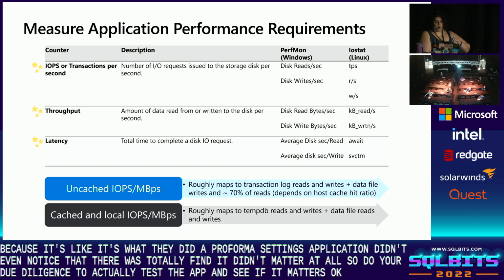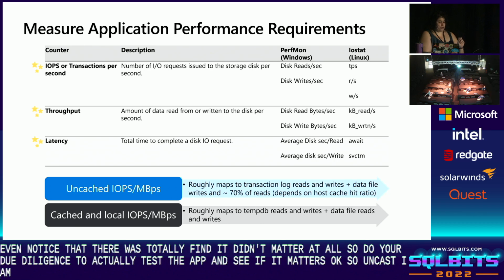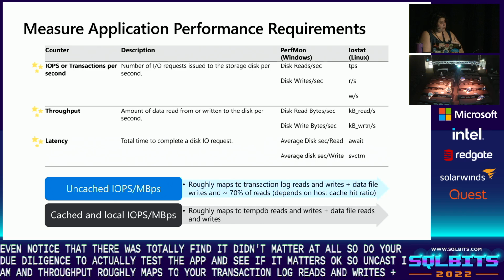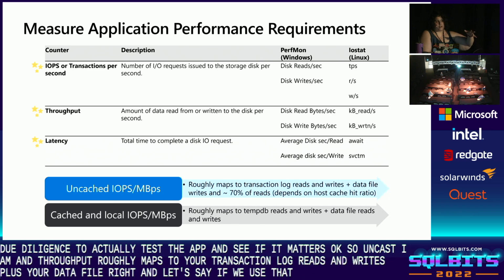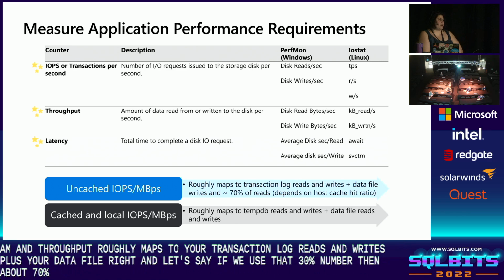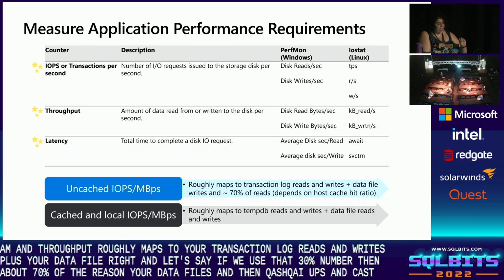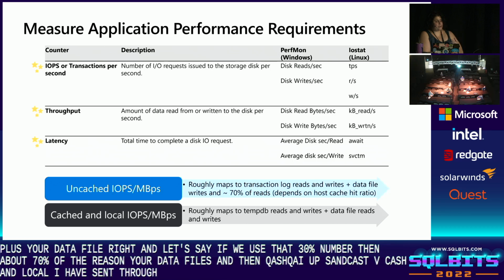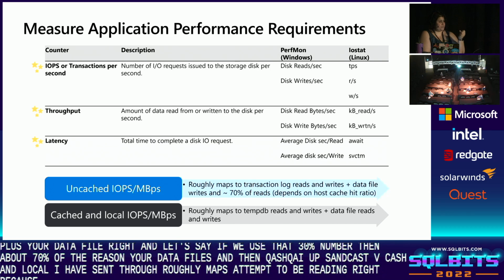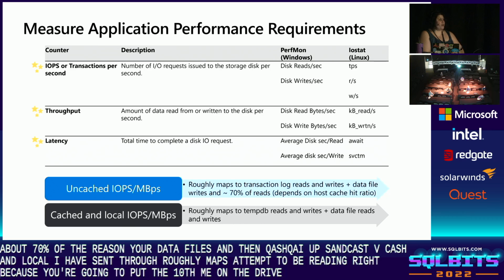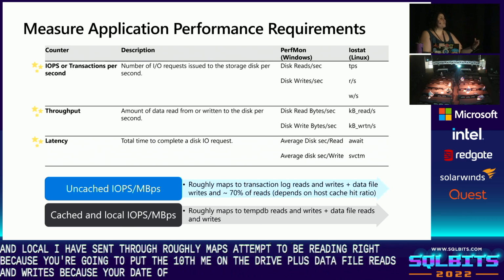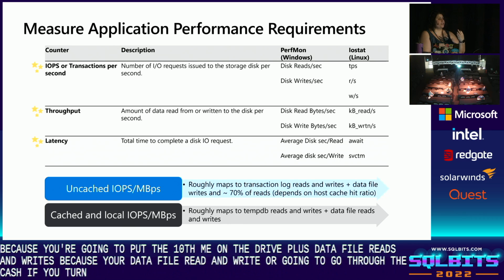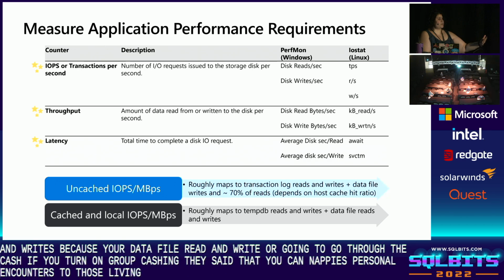Okay, so uncached IOPS and throughput roughly maps to your transaction log reads and writes, plus your data file writes, and let's say if we use that 30% number, then about 70% of the reads on your data files. And then cached and local IOPS and throughput roughly maps to tempdb reads and writes, because you're going to put the tempdb on the D drive, plus data file reads and writes, because your data file reads and writes are all going to go through the cache if you turn on read caching. Okay, so that's how you can map these perfmon counters to those limits that you see in documentation.